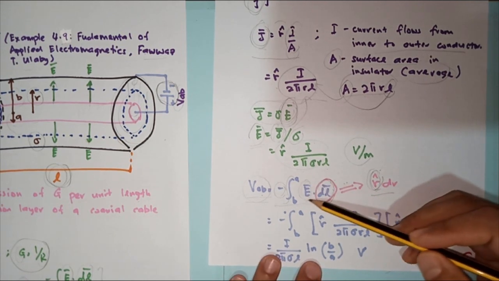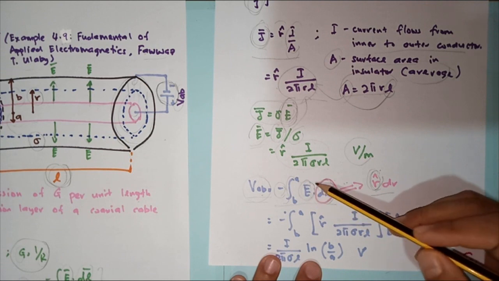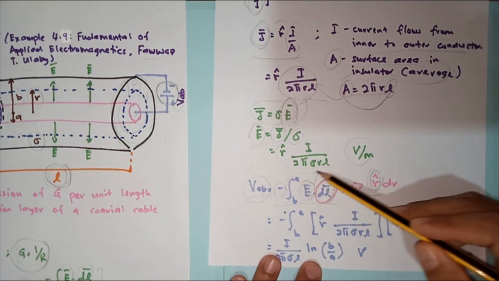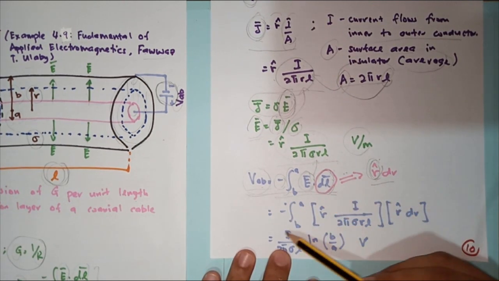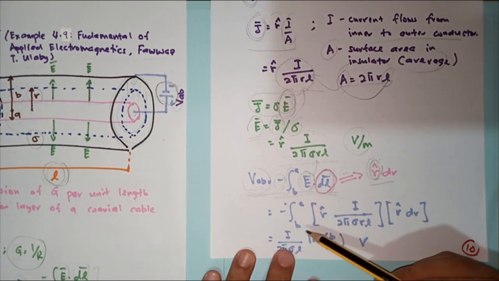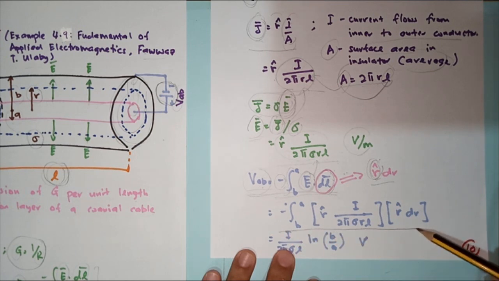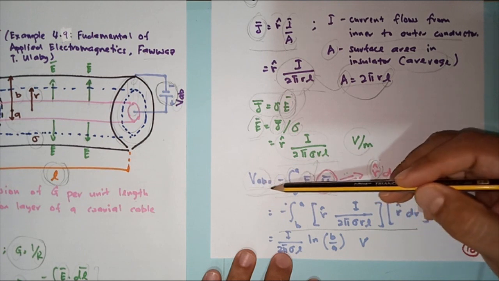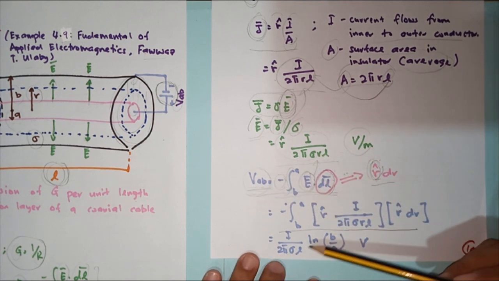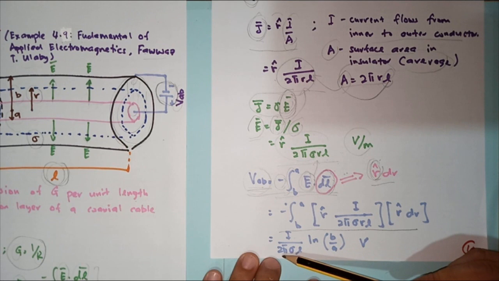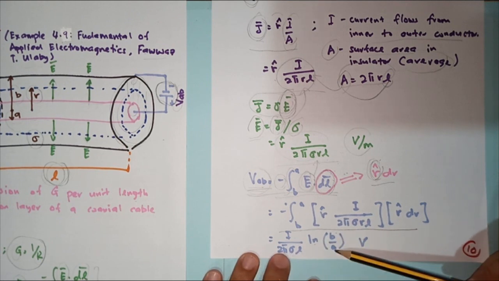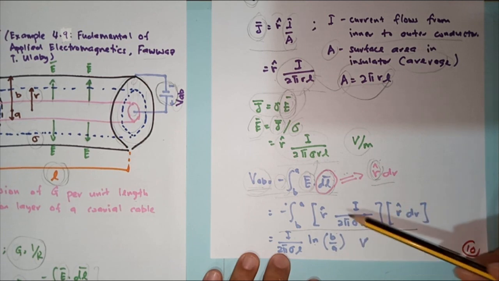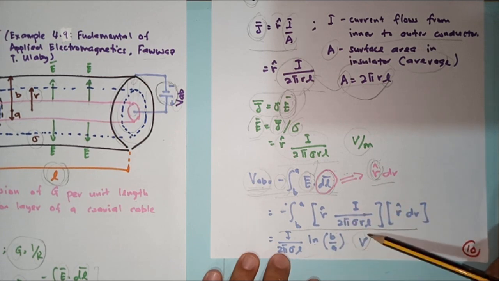The expression that represents our vector E is given by this equation. Then we can solve this operation by putting in all the parameters that we know, and by solving this integration, we have the expression for VAB equal to I divided by 2 pi epsilon L times ln B divided by A, and the unit for this expression is volt.